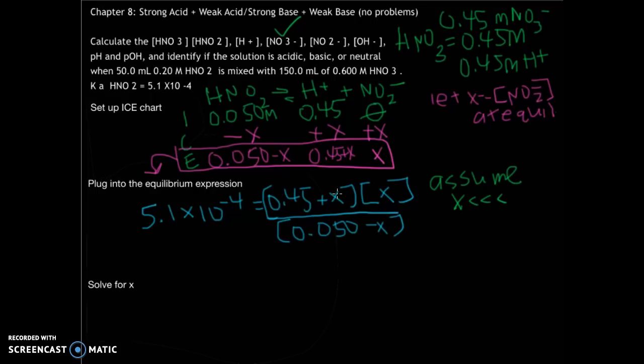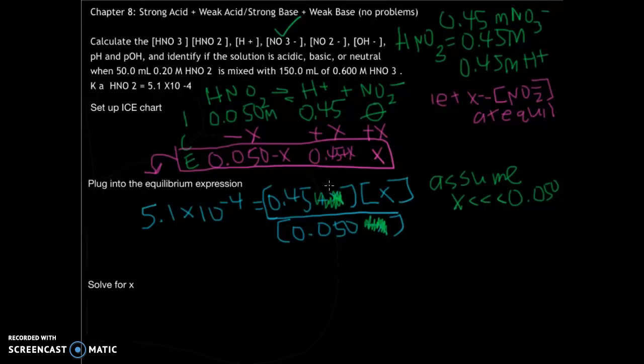And then, which are you going to pick? Do you want it to be smaller than 0.45 or smaller than 0.05? Well, if you pick that it's smaller than the smaller one, 0.05, then it's definitely smaller than 0.45. So we're going to pick the smaller of the two. What does that allow us to do? Any x's that are being subtracted we can now consider negligible. So bye-bye.